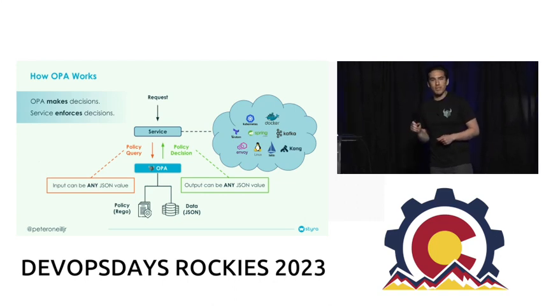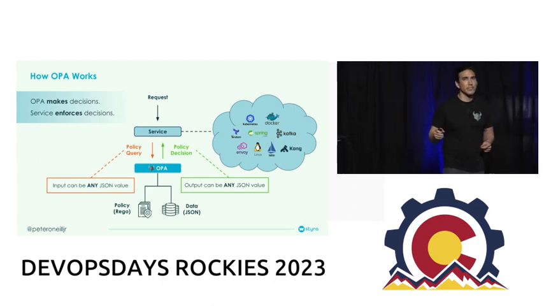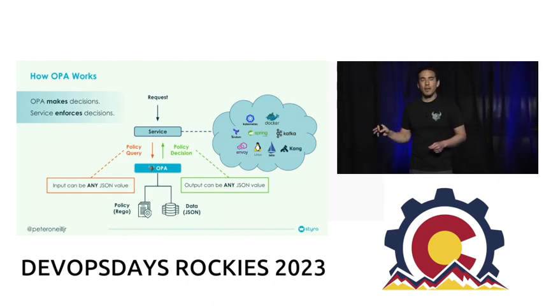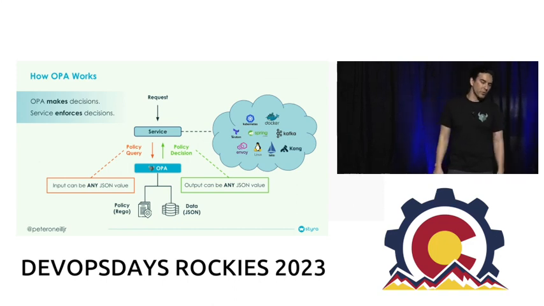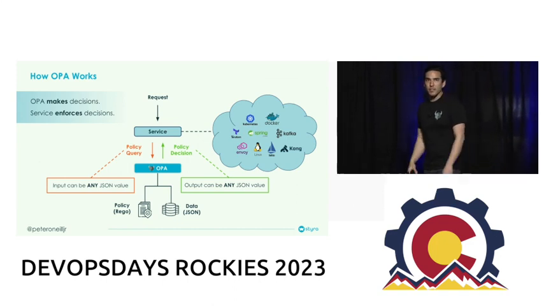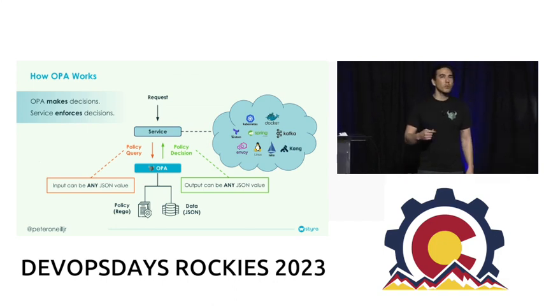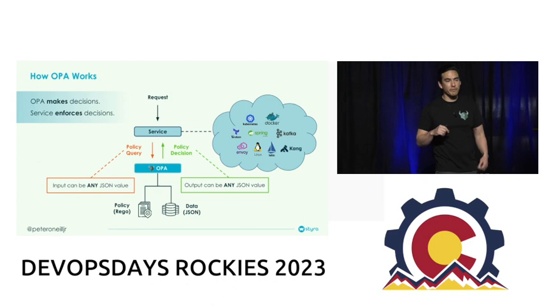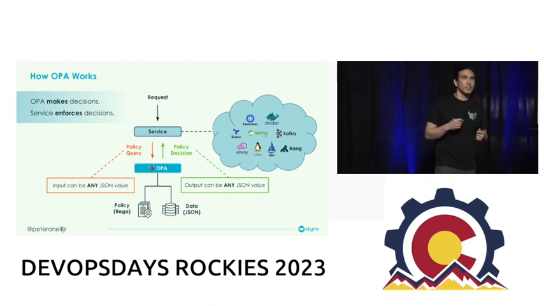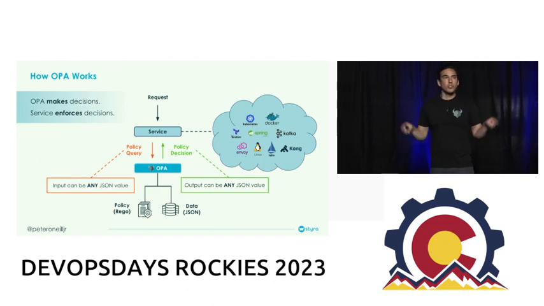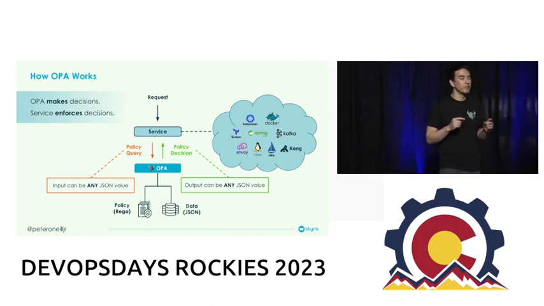So I talked about this decoupled motion, or decoupled policy, and this is kind of how it looks in a diagram. So we have whatever that tool or service is. You can pick your tool of choice, Docker, Kafka, Istio, whatever. And then OPA is going to sit next to that tool or service, and you're going to feed it a decision. And so this decision is going to be a JSON construction of information.